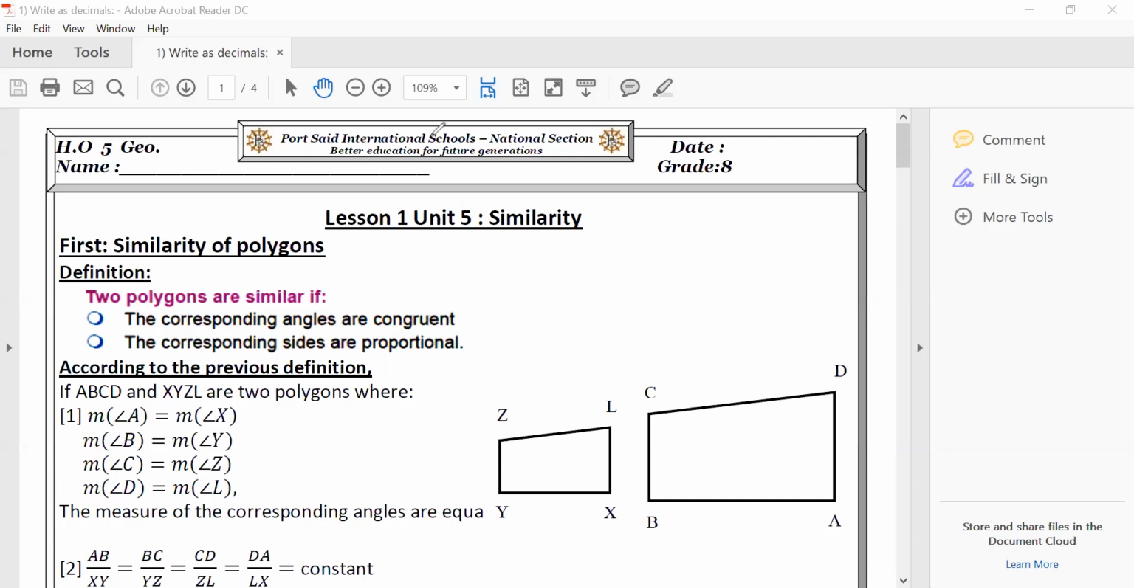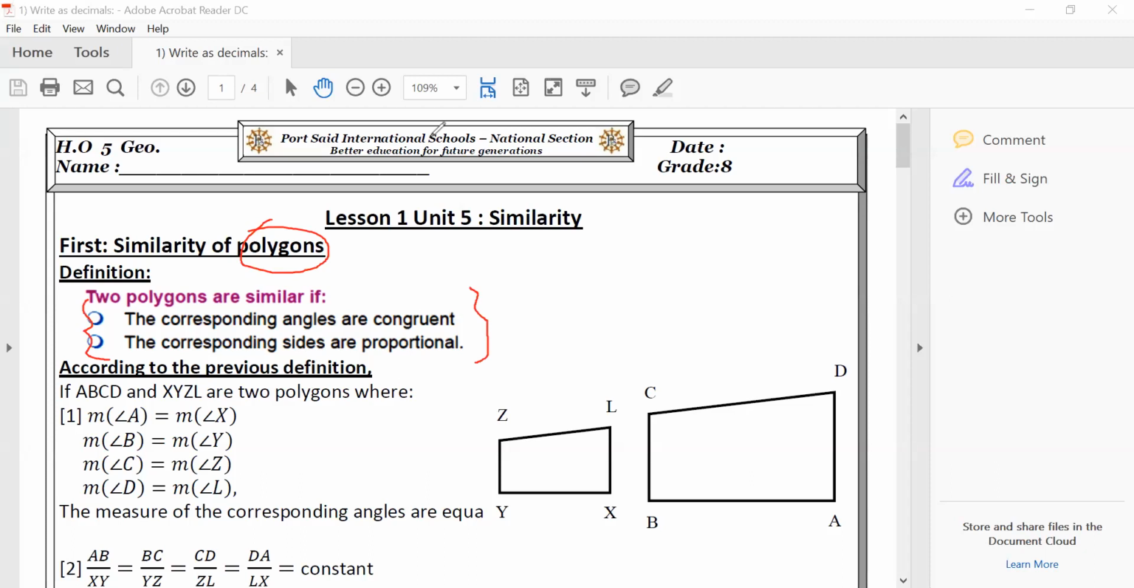similarity. In this lesson, I have two parts: similarity in polygons and similarity in triangles. I know that the triangle is one of the polygons, but in similarity it differs a little bit from similarity of polygons. Okay, when I say that two polygons are similar, I must verify two conditions.